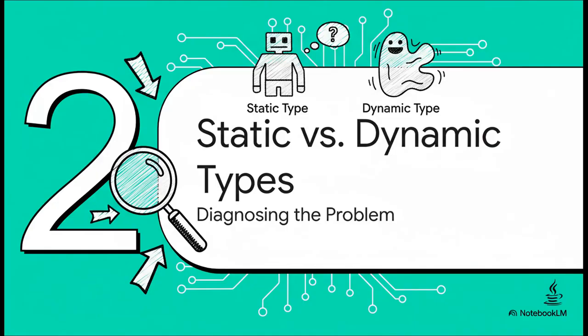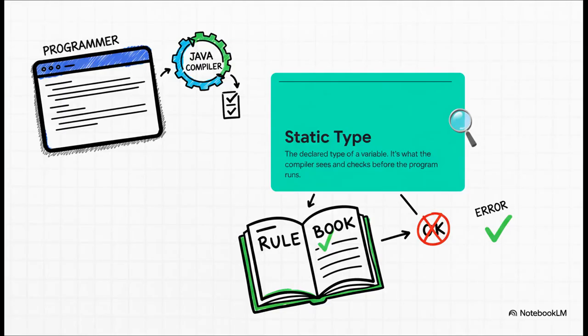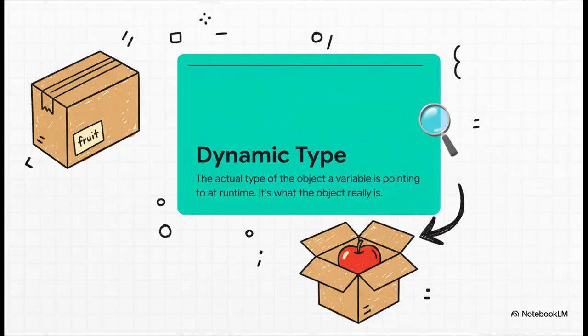Okay, to really crack this case, our detective work needs two key clues. These are the concepts that are going to help us diagnose exactly what's happening behind the scenes. Let's talk about static type and dynamic type. First up, we've got static type. This one's pretty straightforward. It's the type you, the programmer, actually write down in the code. It's the variable's official type, what's on its name tag. The Java compiler looks at this static type to make sure everything's legal, to check the rules before the program even runs.